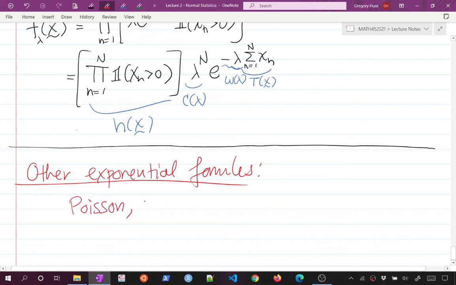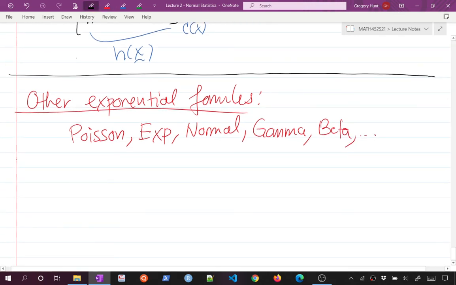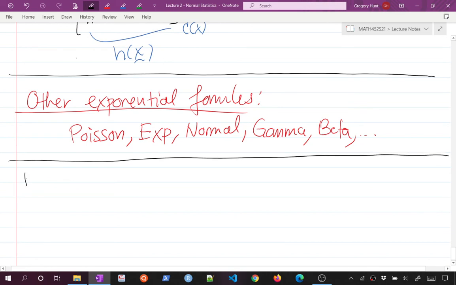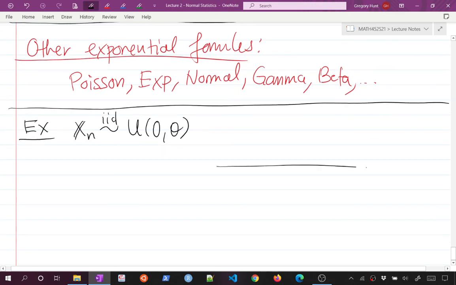Poisson distribution is, we showed that the exponential is, normal is, yeah, let's just say normal is, gamma is, beta is, there are others. So what's left, right? We've listed so many of these. Let's look at data from a uniform distribution. So let's assume that we have data that is uniformly distributed between 0 and some unknown parameter theta.